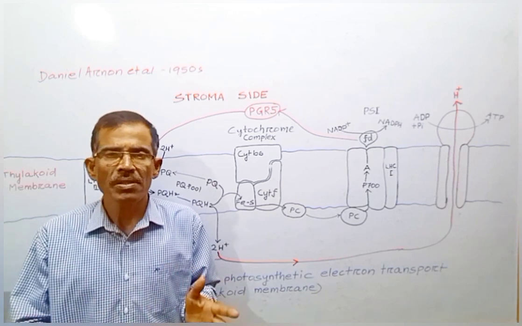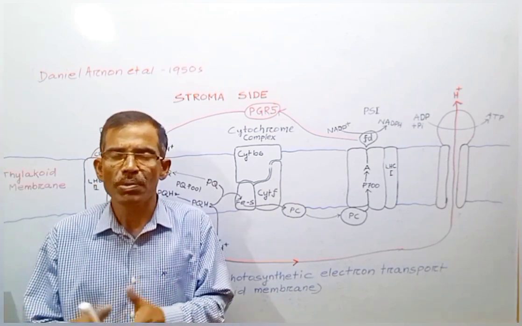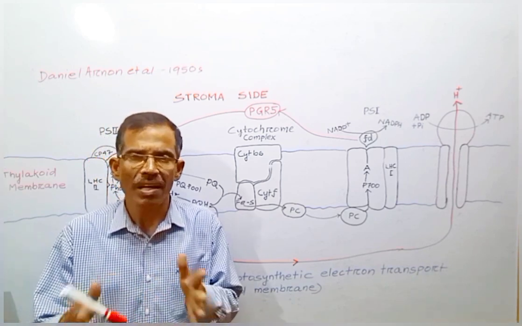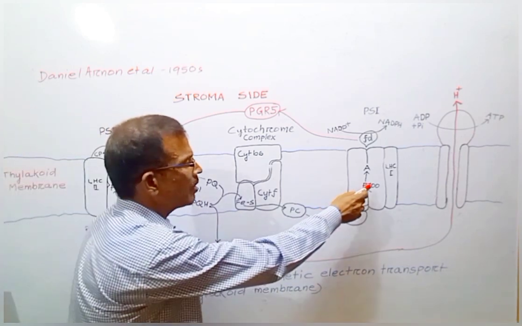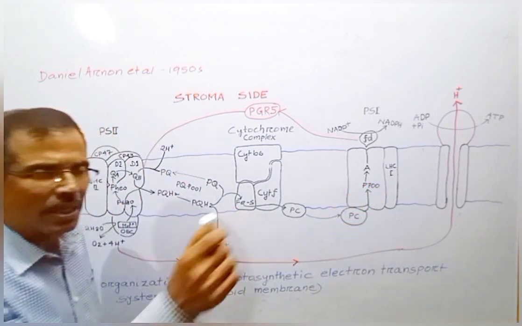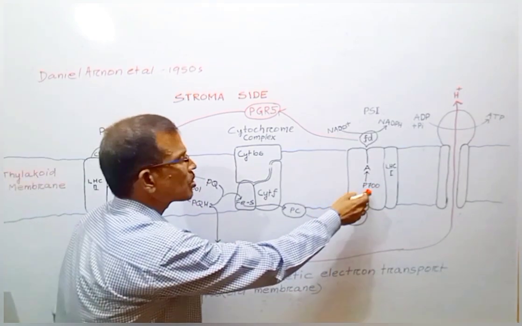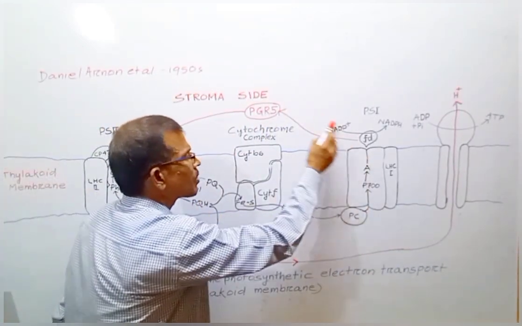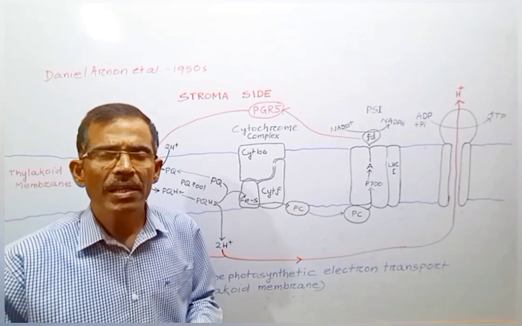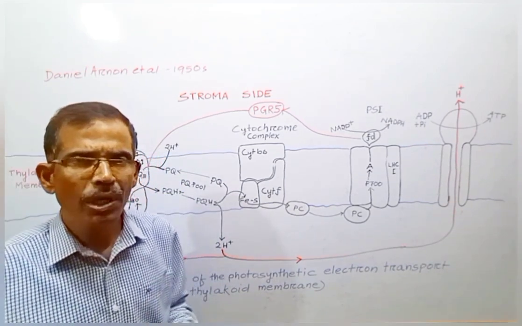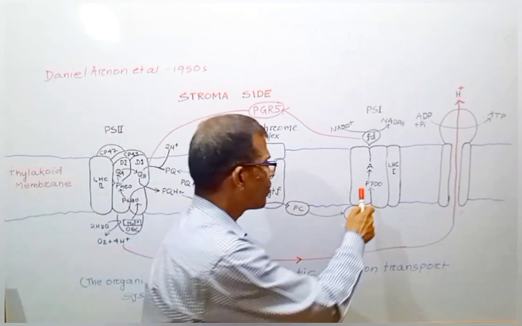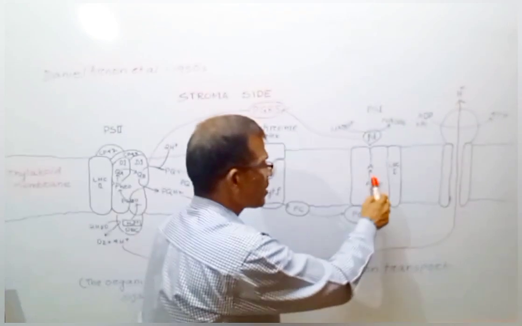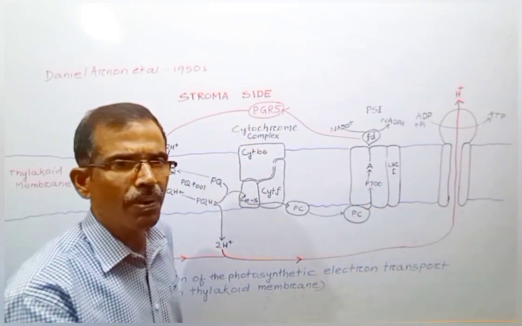A consequence of this heterogeneous distribution of photosystems in the thylakoid membrane is that photosystem 1 can transport electrons independently of photosystem 2 in a process called cyclic electron transport. Cyclic electron transport begins with the photoexcitation of P700. P700 is the reaction center chlorophyll of photosystem 1.